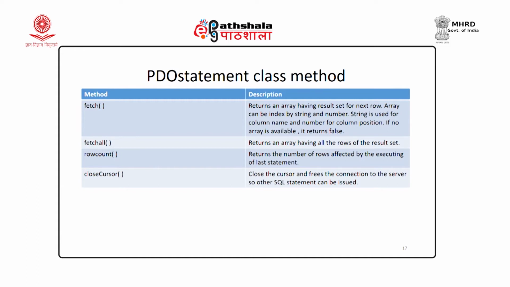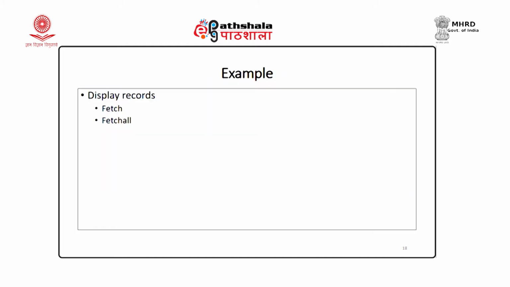FetchAll returns an array having all the rows of the result set. The rowCount method returns the number of rows affected by the last statement, and the closeCursor method closes the cursor and frees the connection to the server so that another SQL statement can be issued. These are all the methods. Let us demonstrate by example; let me write a very simple example.